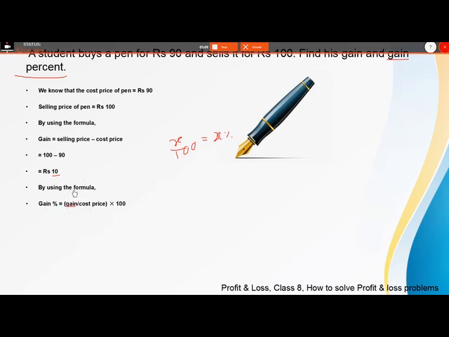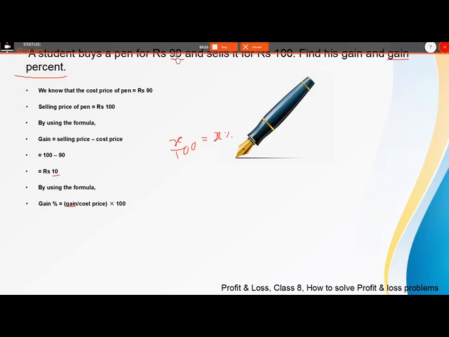We just have to put the gain upon the cost price. On what cost have you gained 10 rupees? Ask that question to yourself while solving this question. On what price have you gained 10 rupees? It is 90. On 90 you have gained 10 rupees. 90 is the price of the pen. So the gain is on 90, right? I hope you got what I'm saying. You have got 10 rupees on 90.